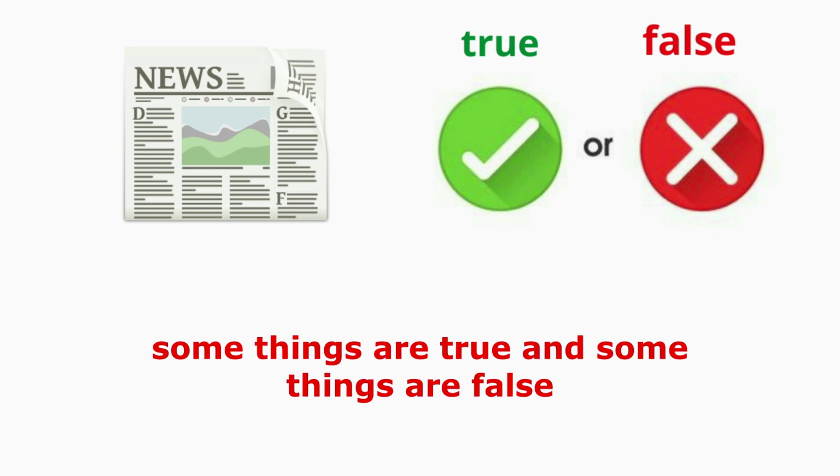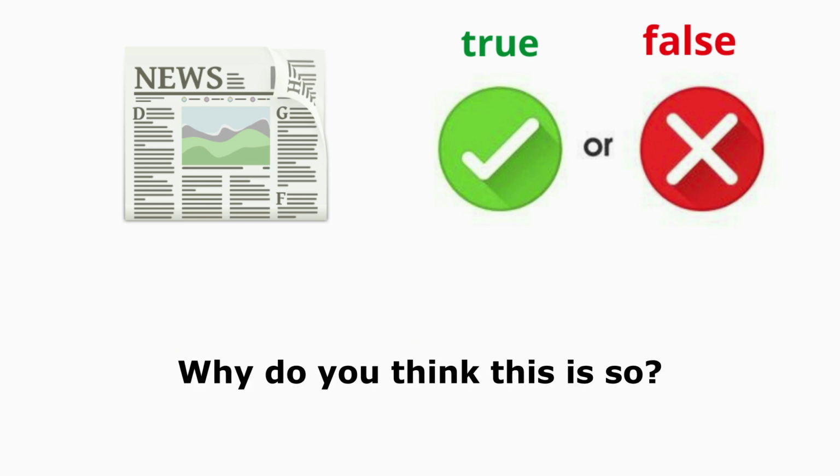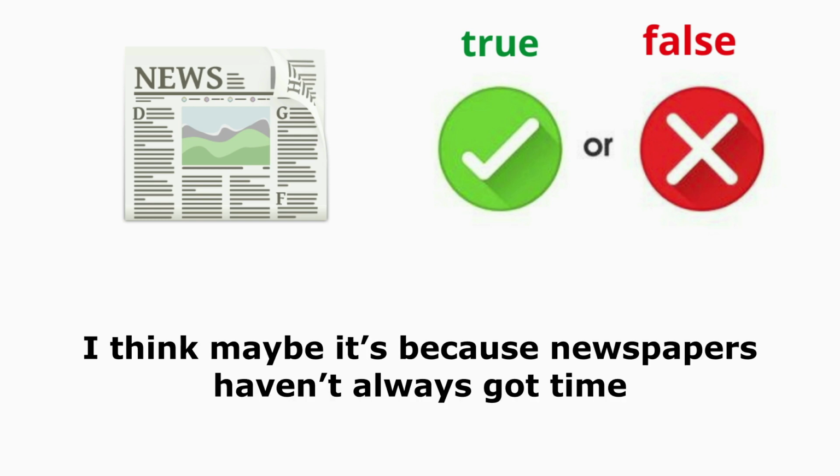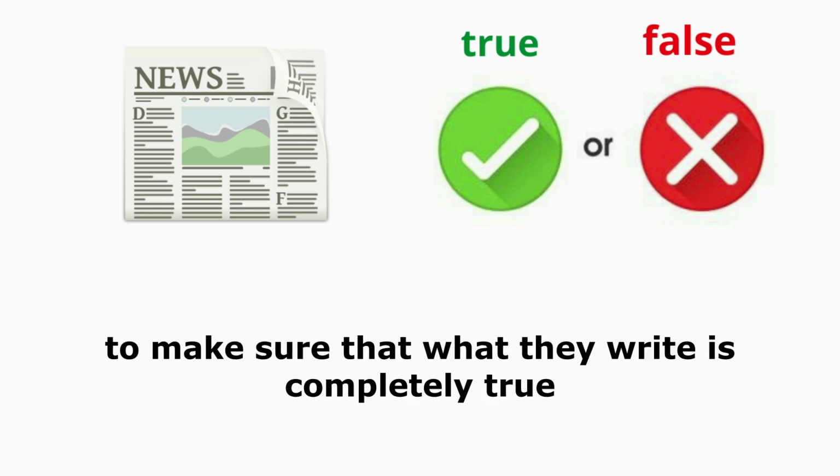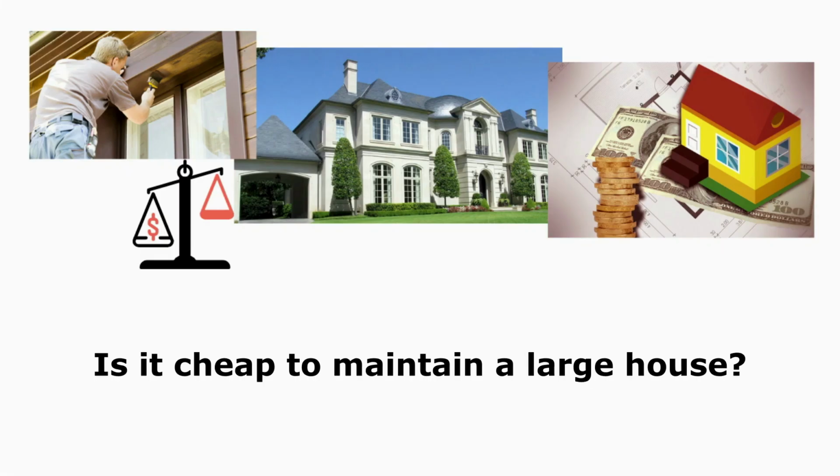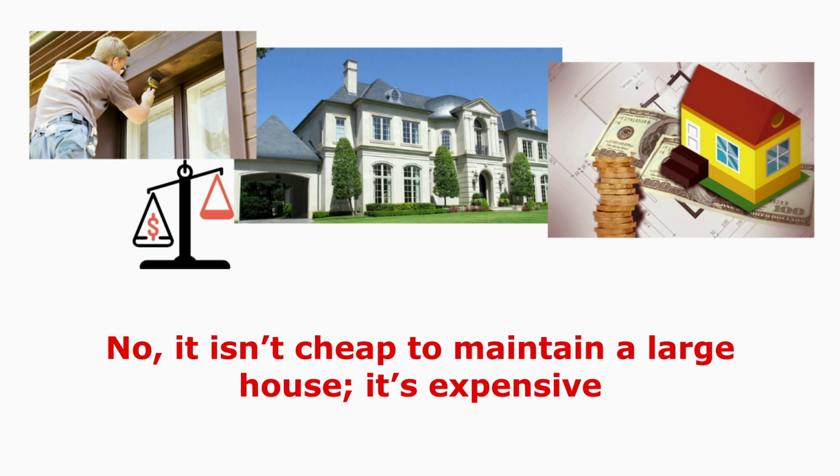Some things are true and some things are false. Why do you think this is so? I think maybe it's because newspapers haven't always got time to make sure that what they write is completely true. Maintain. Is it cheap to maintain a large house? No, it isn't cheap to maintain a large house. It's expensive.